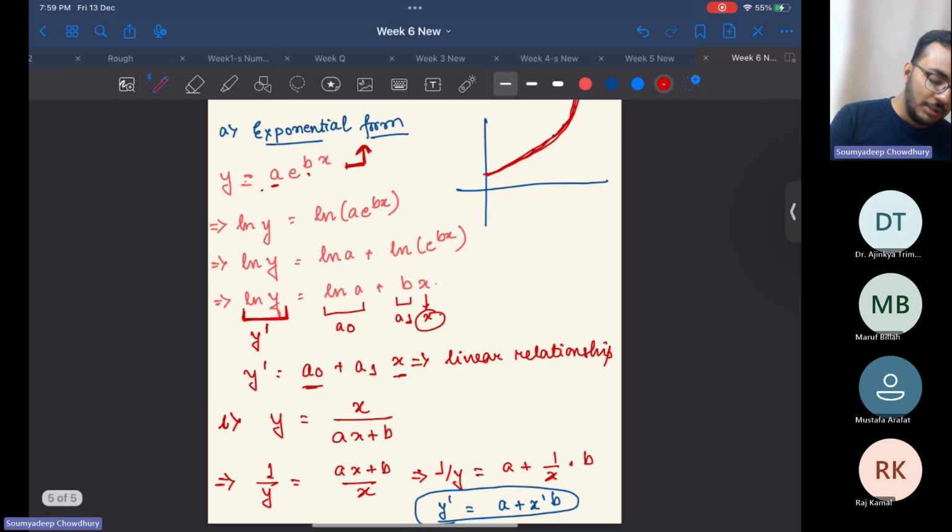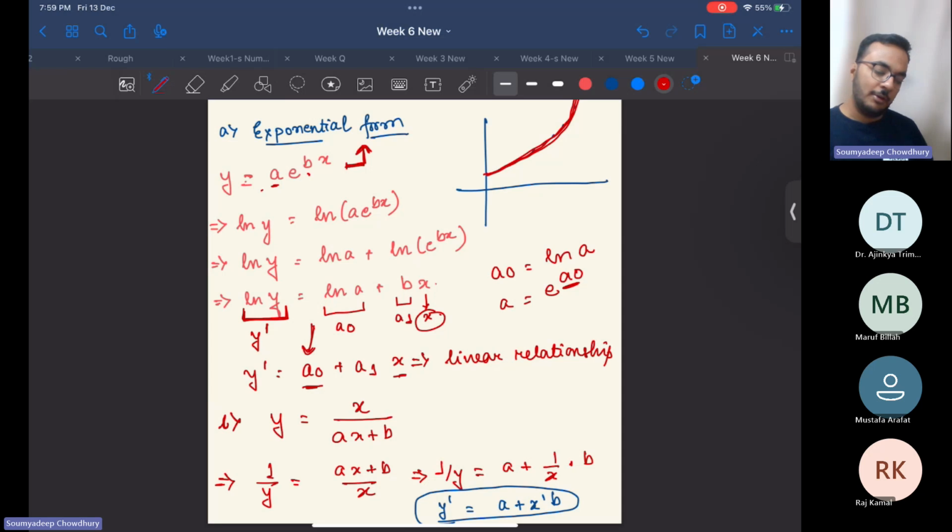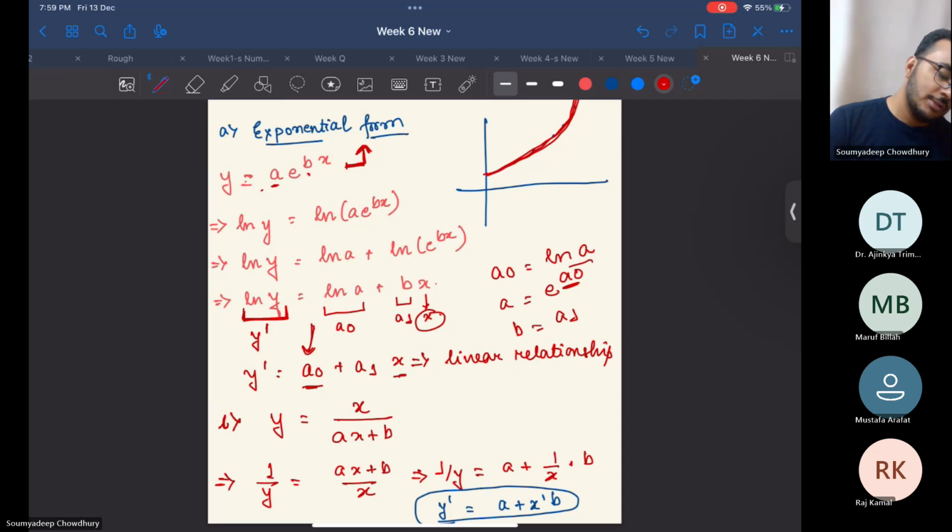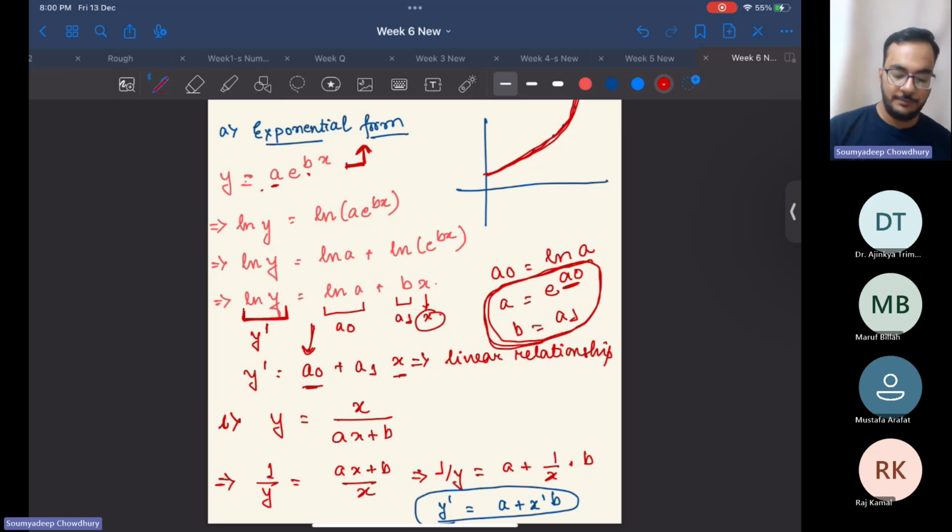See, if you compare these two equations, ln y equals ln a plus bx and y dash equals a0 plus a1x, you can see that a0 is equal to ln of a. So what is a here? e power a0. You know a0 from the regression, so you can find e power a0. That is your a. What is b? b is equal to a1. So non-linear data also you can linearize and then find the coefficients.